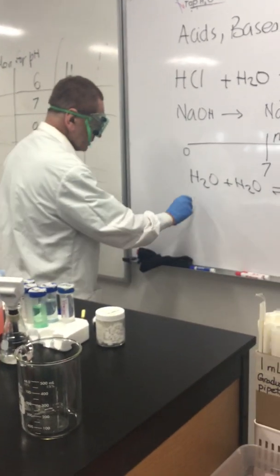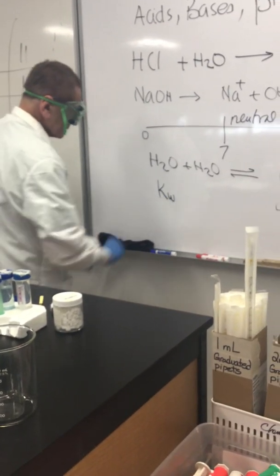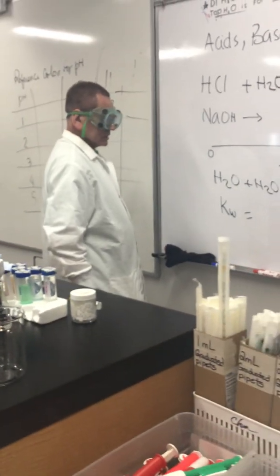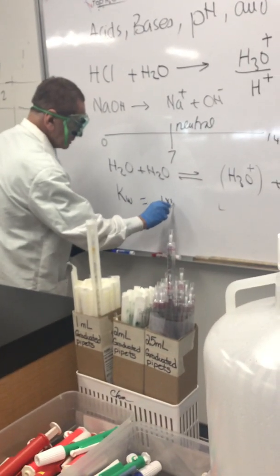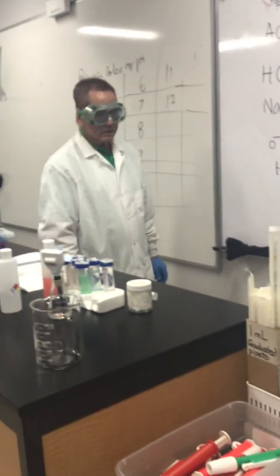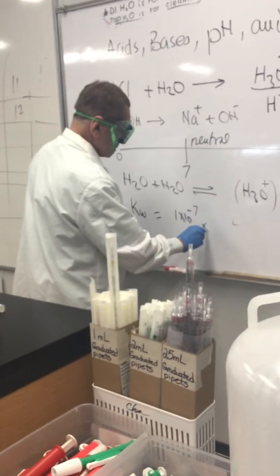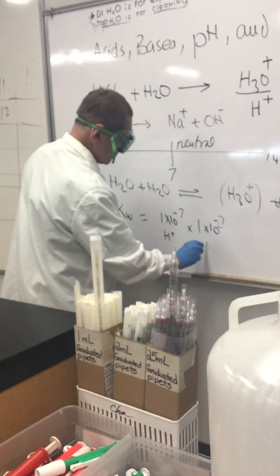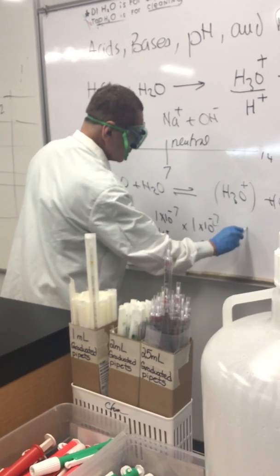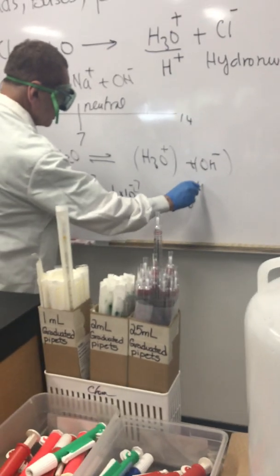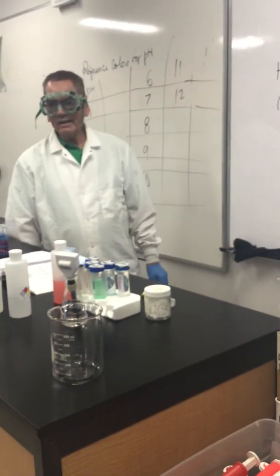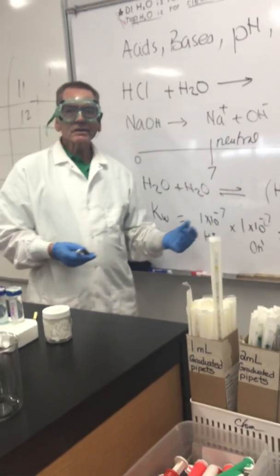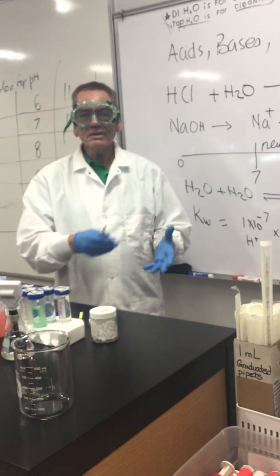The Kw, the water constant, the dissociation constant, is equal to 10 to the minus 7, because it's neutral, times 1, this is for H+, and 10 to the minus 7 for OH-. It should be equal to 10 to the minus 14. That's the Kw for water. So if I have the concentration of the base, I can calculate the concentration of the acid and vice versa.